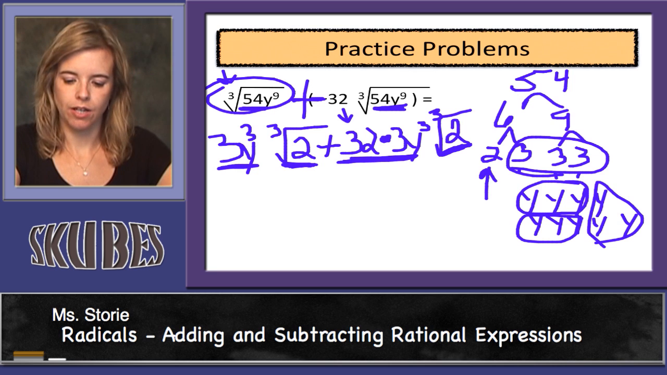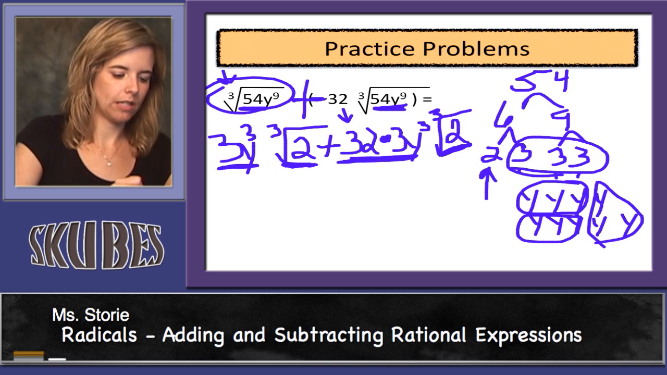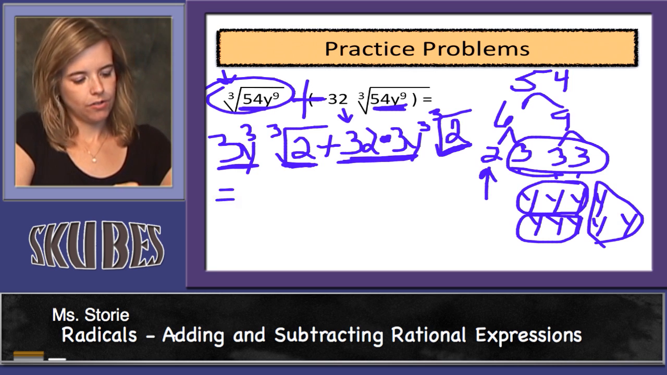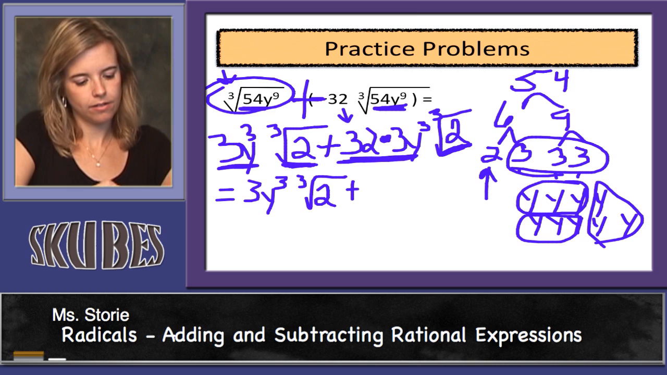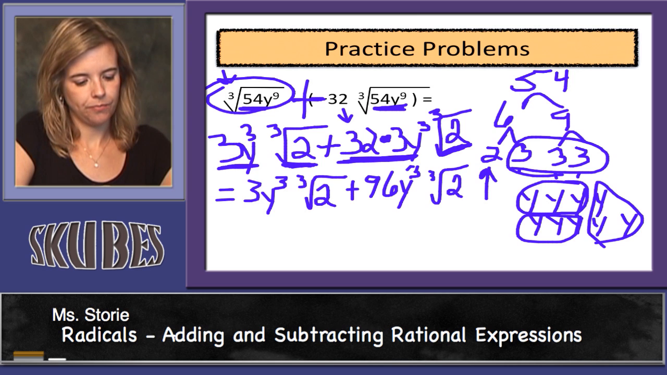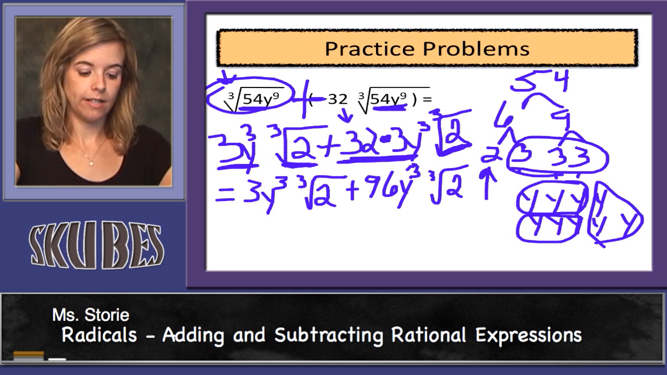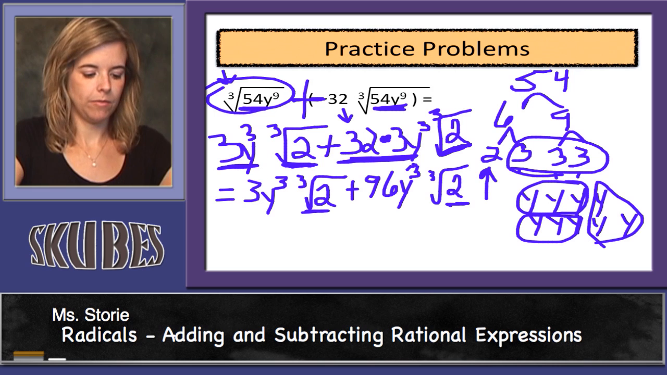So we have to do 32 times 3, which is going to be 96. So you really have 3y cubed times the cube root of 2 plus 96y cubed, and then you have another cube root of 2. All right. Now we did say that these were exactly like terms, so that means that we can do what it's asking.